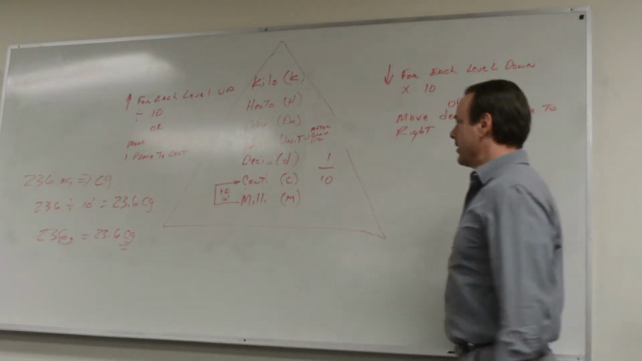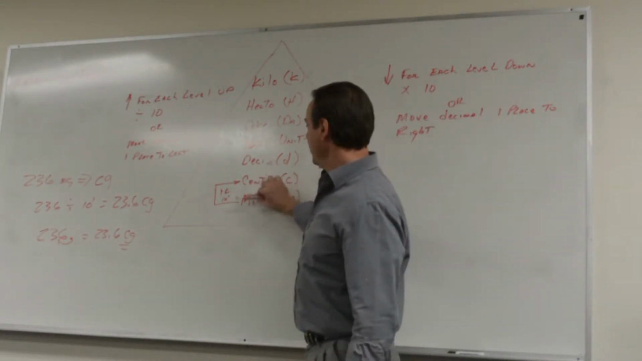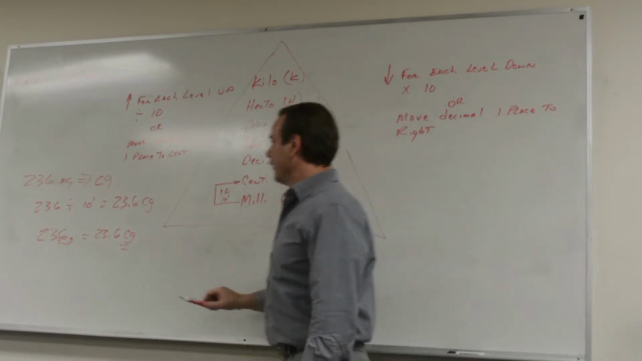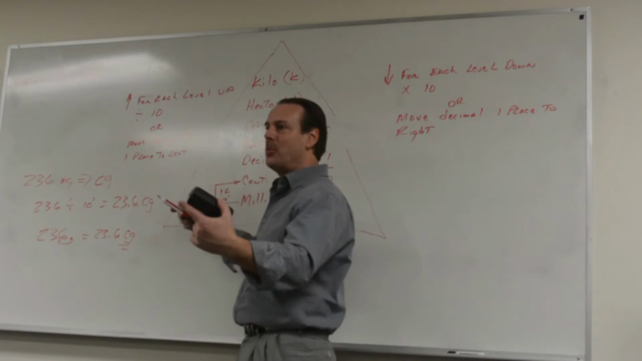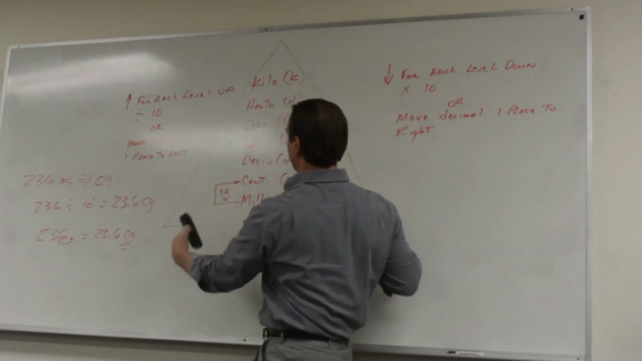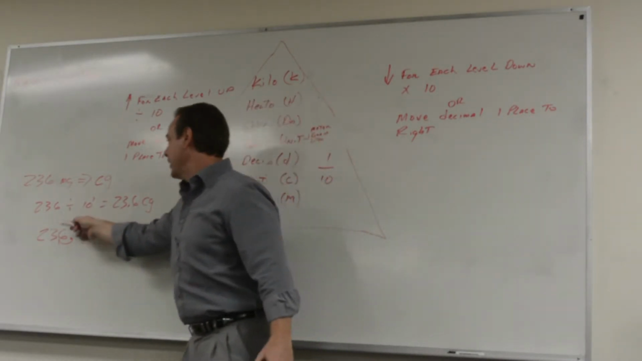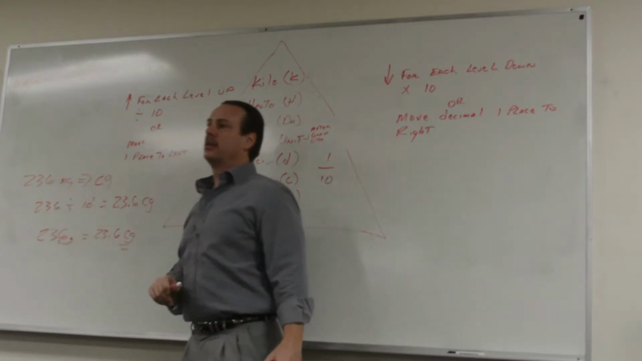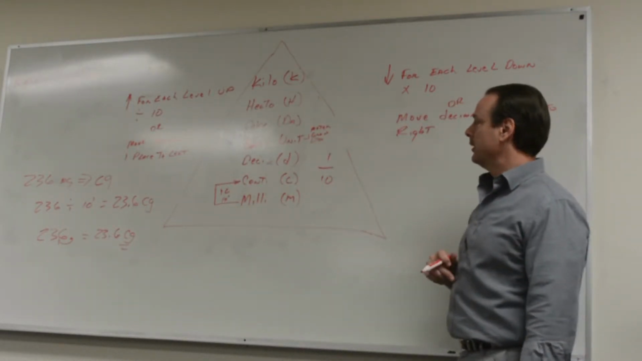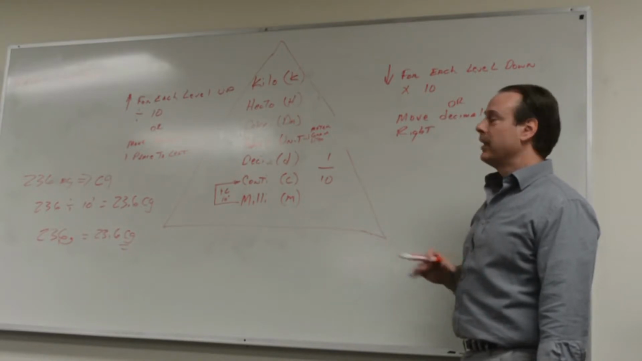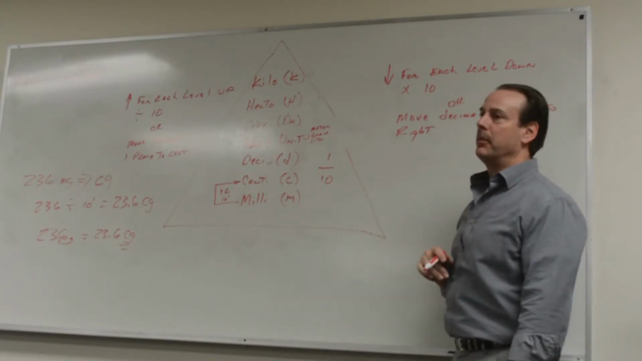Now, let's check to see if it makes sense. Well, 1 of these is 10 of these, right? So if we're converting 236 milligrams to centigrams, it has to be less. It has to be smaller. Look at our pyramid. The numbers are going to go smaller as we go up the pyramid. Did this get smaller than this? Yes, it did. That's how we know we're doing this correctly. These visuals are used to help you remember that.